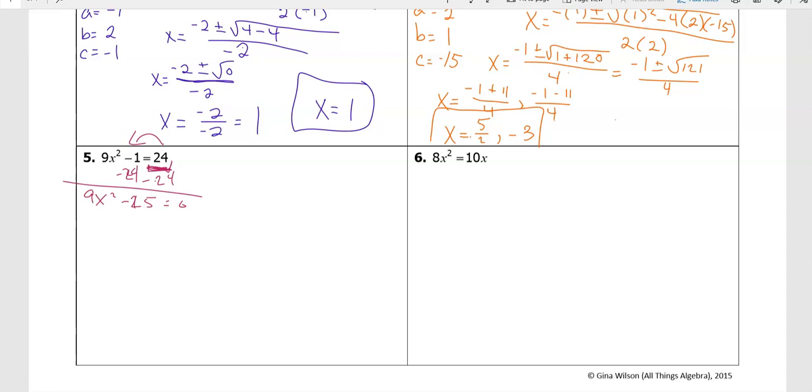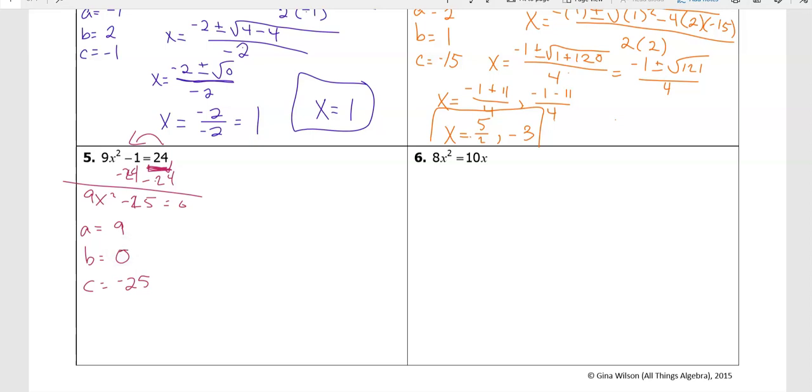Okay, so a equals 9, b equals 0, and c equals negative 25. Now, some of you might be wondering, well, Miss, why does b equal 0? Well, is there a single x in that equation? We have an x squared, and we have our constant, but we don't have just x. So if you don't have just x, or if there's anything missing, the default is 0.